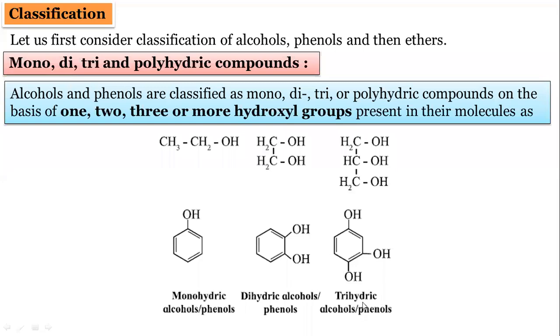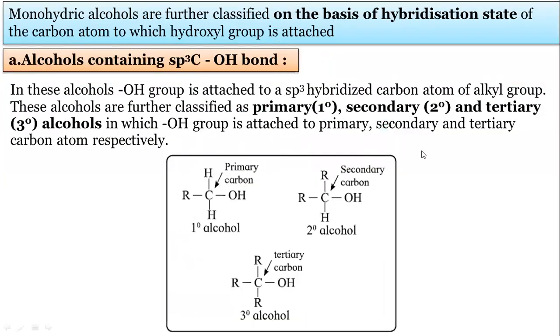These are examples of trihydric alcohols. See, OH group is directly attached to the carbon. That's why these are alcohols, and these are phenols because OH is directly bonded to the benzene ring. So this is the classification of mono, di, tri, and polyhydric alcohols and phenols.